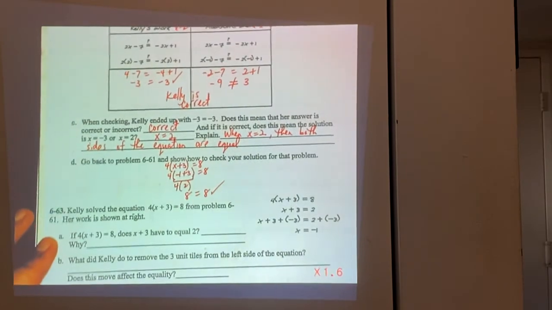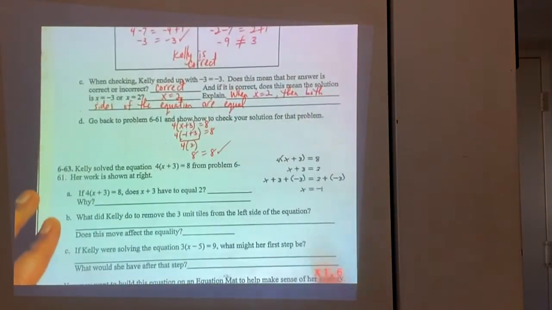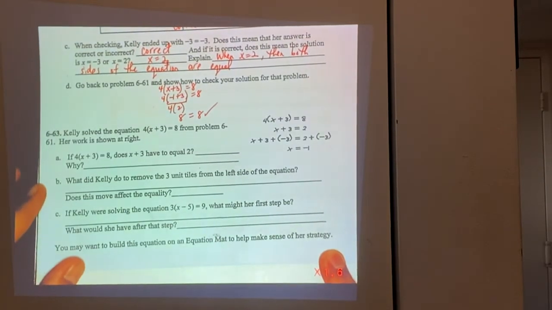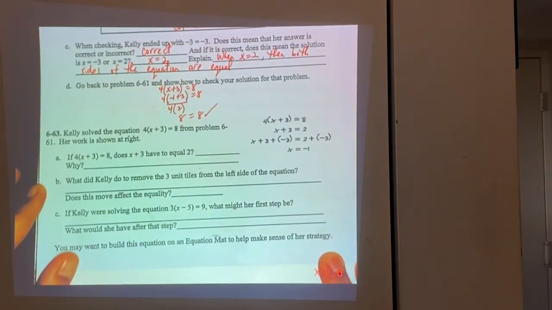Okay. Question 63. Hold it on the screen, please. All right. Kelly solved the equation from problem 61. Here's her work.